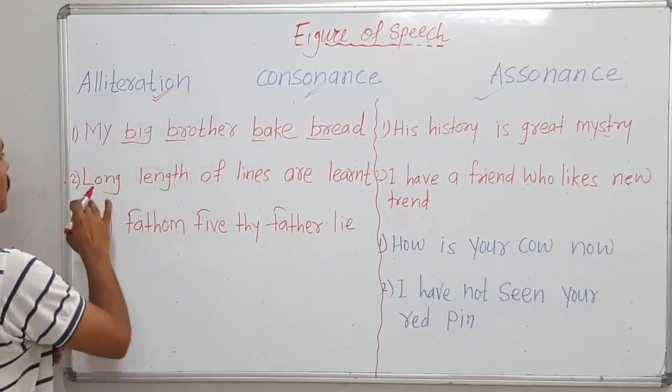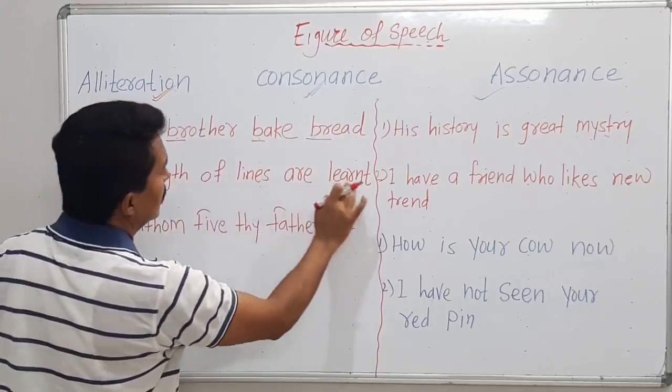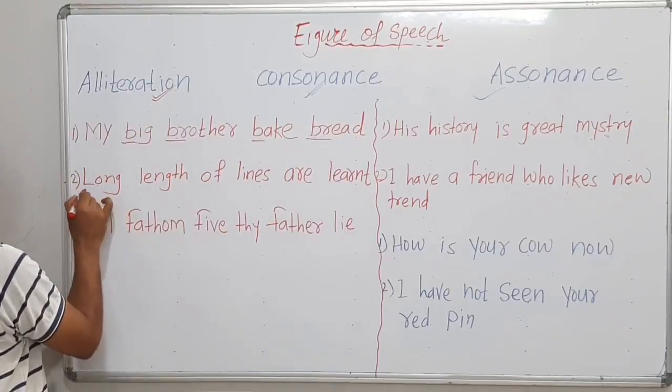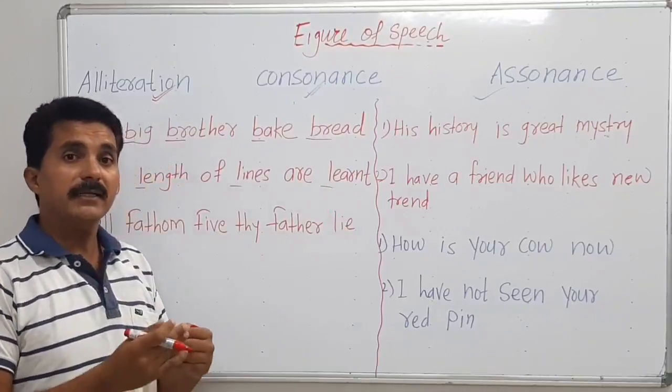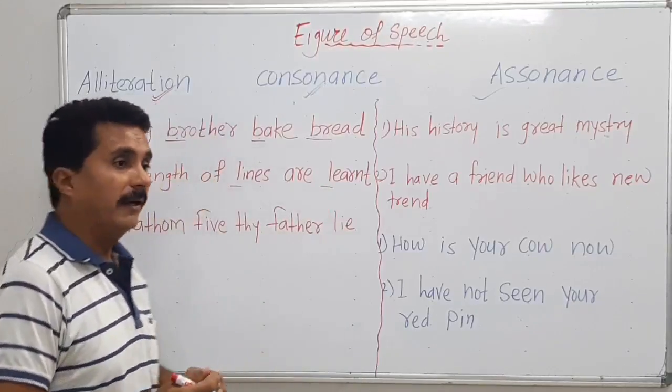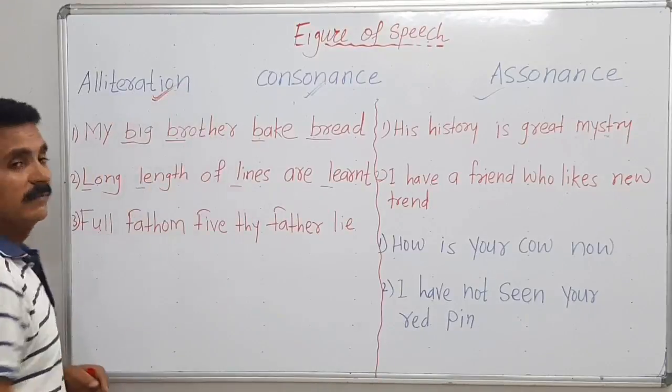Next example, long length of lines are learnt. In this line also, the sound l is repeated several times, and that comes in the beginning of the word, and therefore the figure of speech is alliteration.